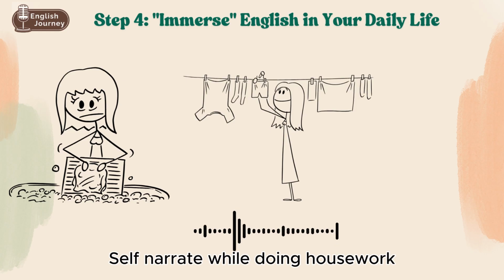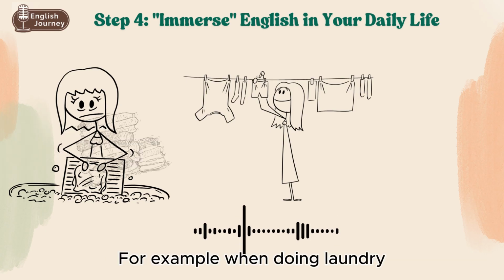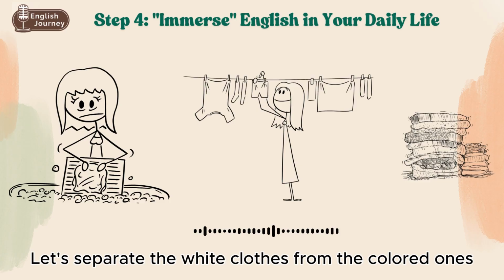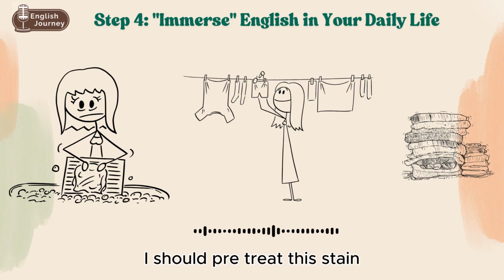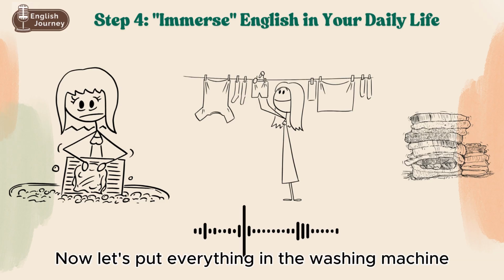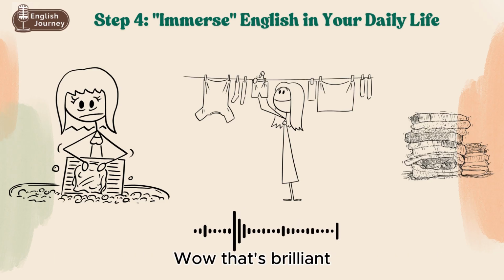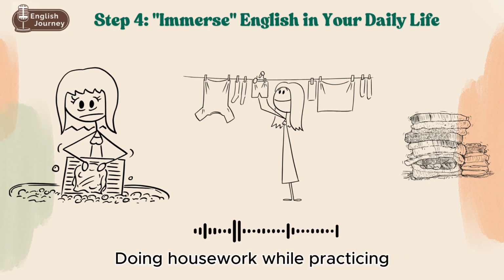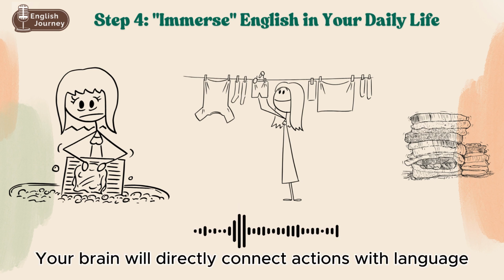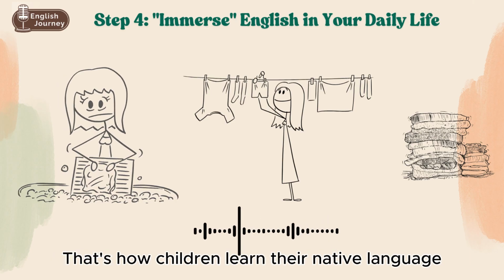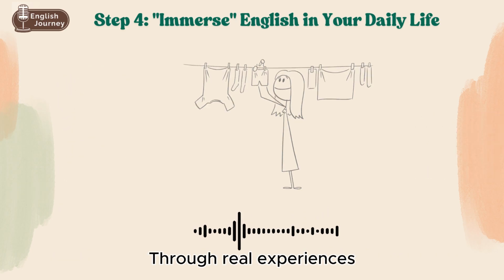Self-narrate while doing housework. For example, when doing laundry: okay, let's separate the white clothes from the colored ones. This shirt is really dirty. I should pre-treat this stain. Now, let's put everything in the washing machine. Wow, that's brilliant. Doing housework while practicing English? Exactly. Your brain will directly connect actions with language. That's how children learn their native language, through real experiences.